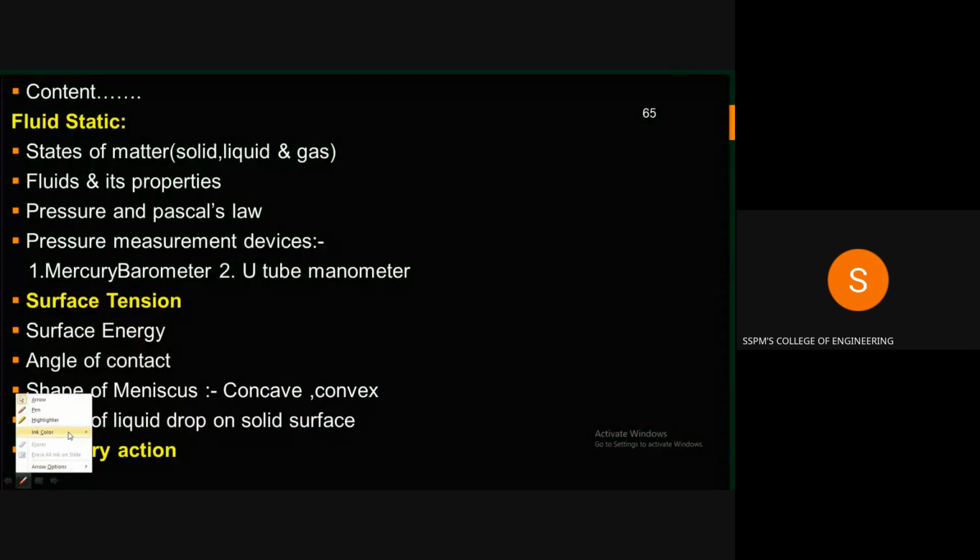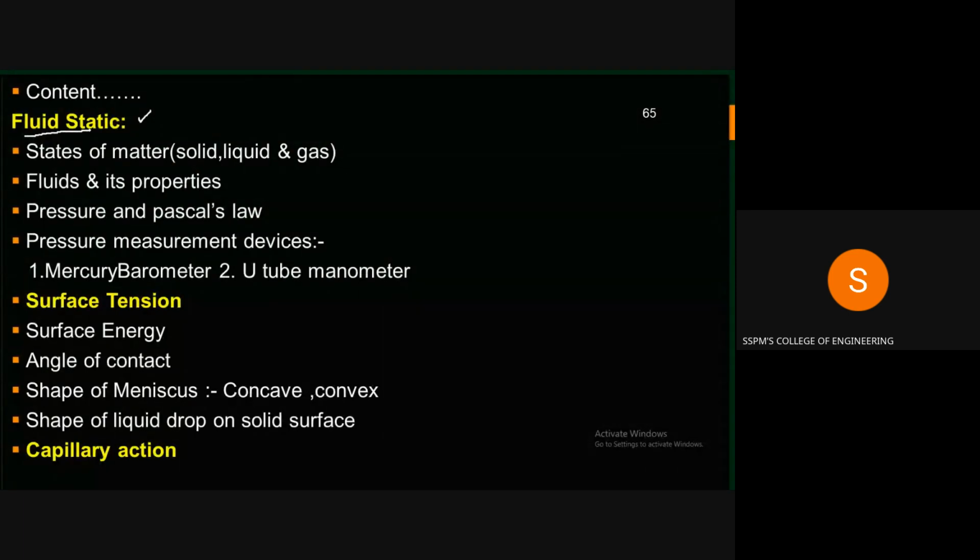In the mechanical properties of the fluid, we have four important sections. The first is fluid statics. Basically, we will deal with some properties and equations when the fluid is in rest condition, which is called fluid statics. In fluid statics, we have the states of matter: solid, liquid, and gases. Then some properties of the fluid, so properties of the ideal fluid. Then we have the equation for the pressure on the fluid and Pascal's law.